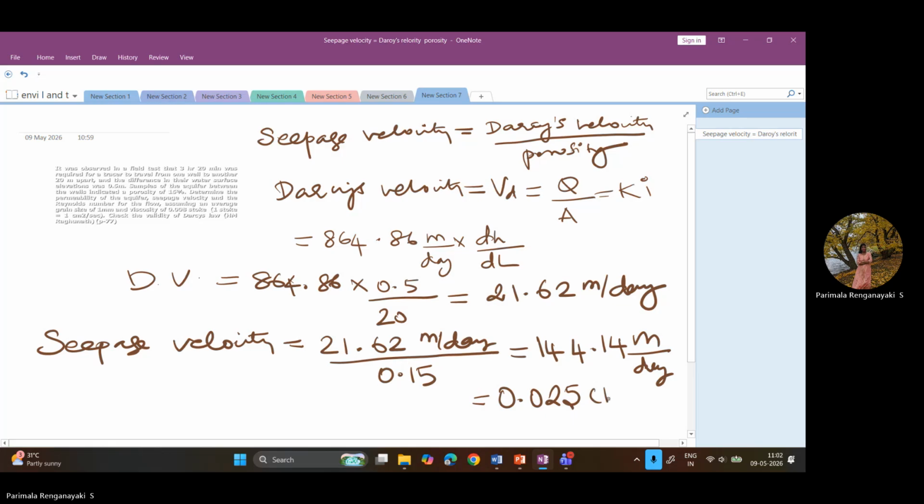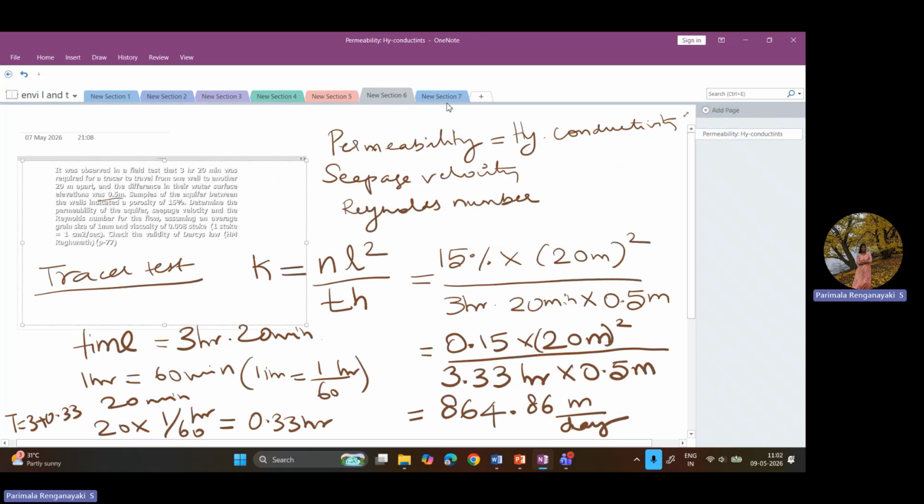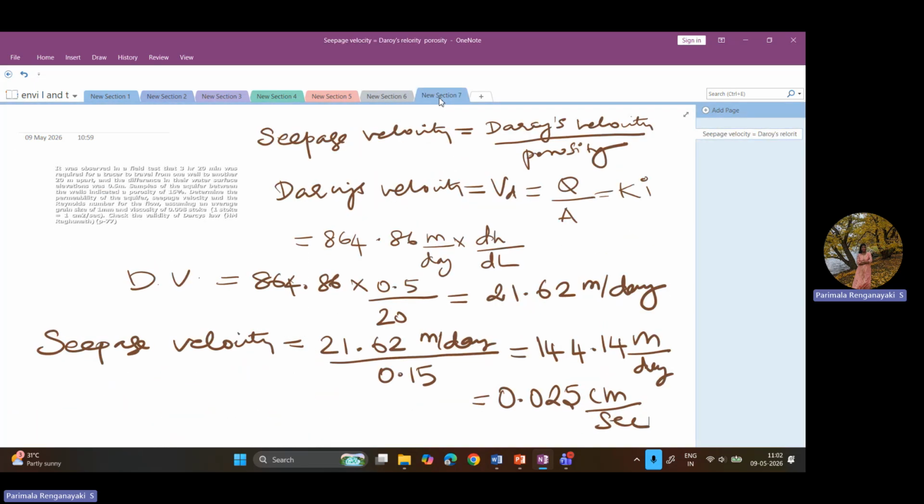This is equal to 0.025 centimeter per second. Okay. Now we can check, we have two velocities, Darcy velocity and seepage velocity. Which velocity is high? Seepage velocity is the one which is moving through the pores. That is the actual velocity. Whereas the Darcy velocity is just like water flowing through the pipe, which is less actually. So you can check here.